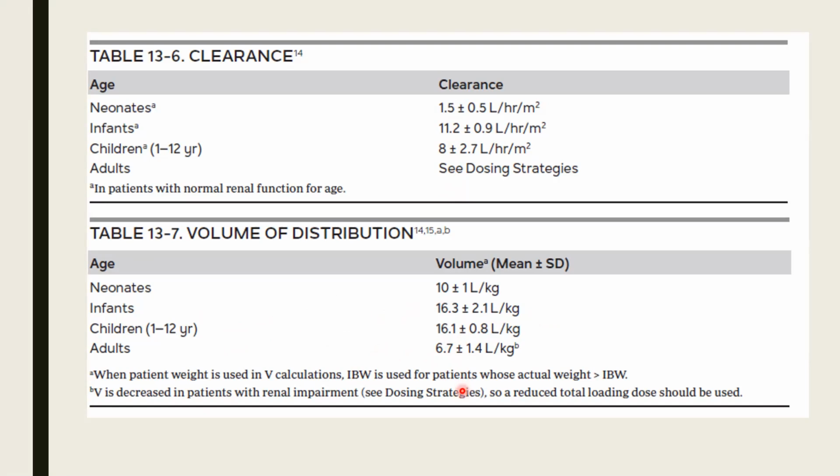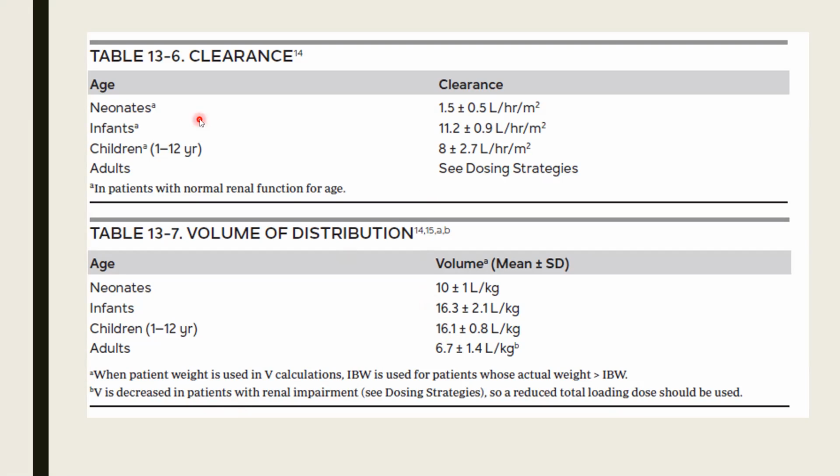So when patient weight is used in the V calculation, volume of distribution, IBW is used for patients whose actual weight is more than ideal body weight. So we need to pay attention to ideal body weight and actual body weight, because for the Cockcroft-Gault we are using ideal body weight. And V is decreased, meaning the volume of distribution is decreased in patients with renal impairment, see dosing strategy.